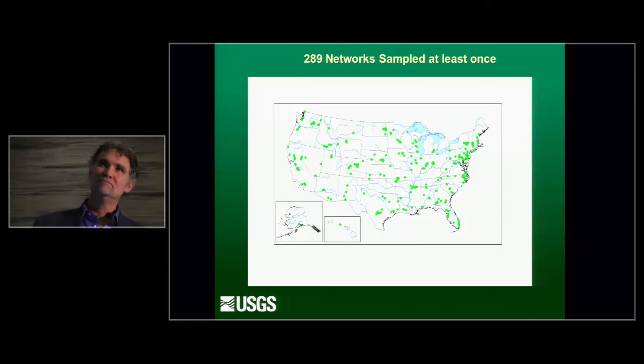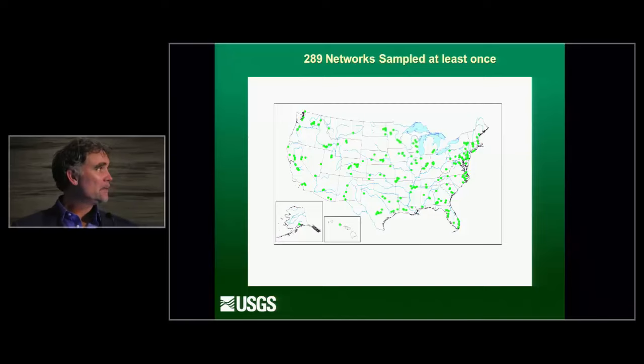In the time period of about 1992 to 2002, the USGS sampled 289 networks across the country. Each one of those dots isn't a well, it's a network of 20 to 30 wells. They could have either been domestic supply wells, which were representing the general aquifer quality, or shallow wells representing agricultural land use, or urban land use, roughly about a third of each.